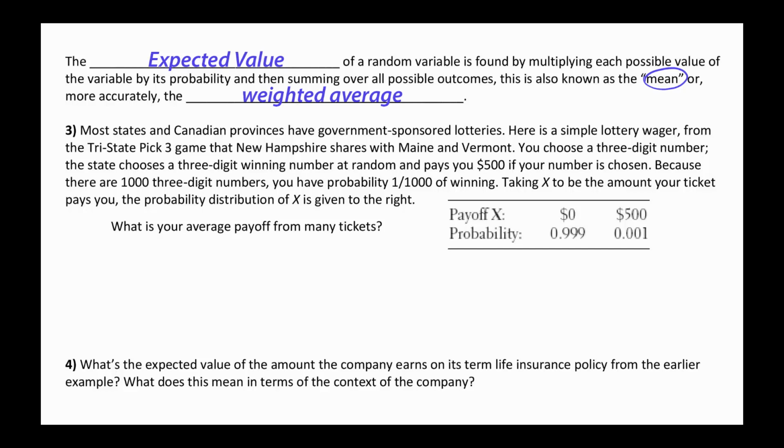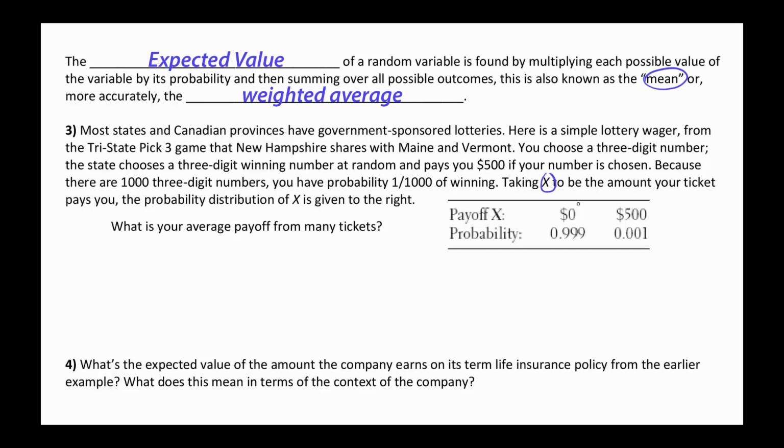But think about how many possibilities there are. If you work them all out, you could go 0, 0, 0 all the way to 9, 9, 9. That is 1,000 3-digit numbers. So when you are guessing one of those numbers, if you buy one ticket, you have 1/1000th of a chance of winning. So let's go ahead and make a random variable here, where X is the letter we're going to use to stand for the amount of money your ticket will pay you. And let's see what the probability would be, or what the expected value would be.